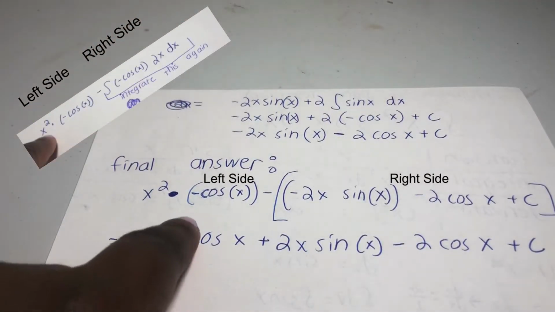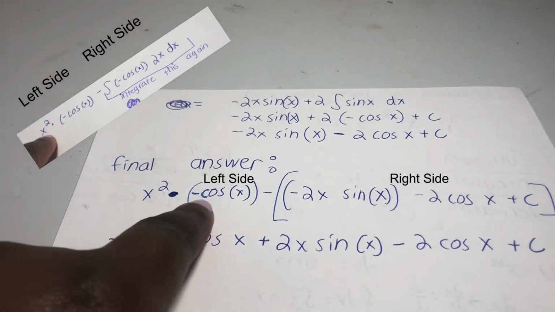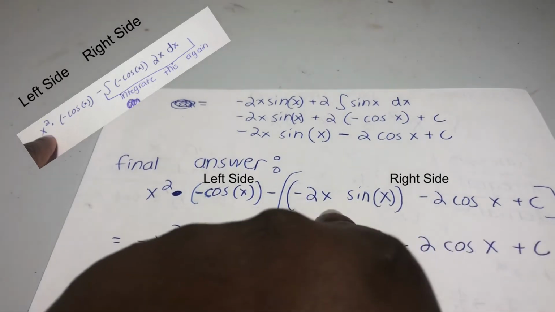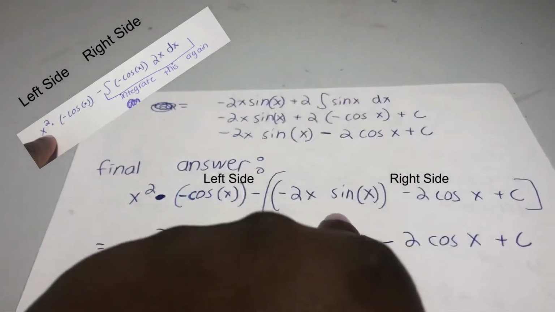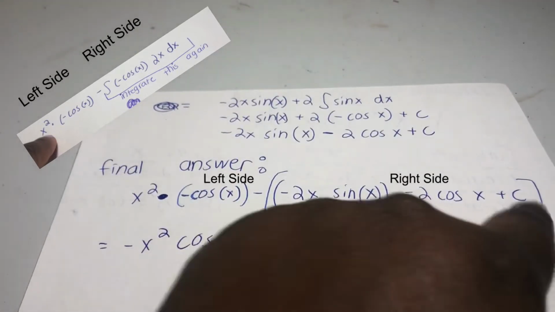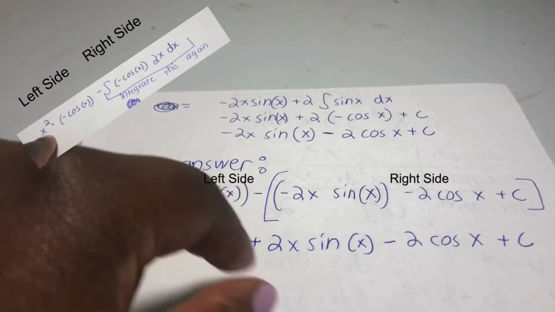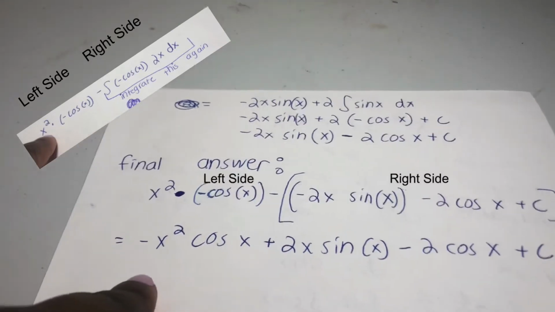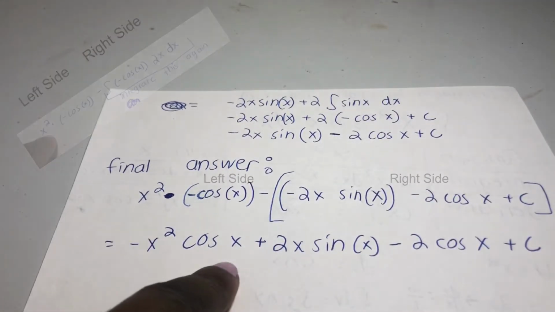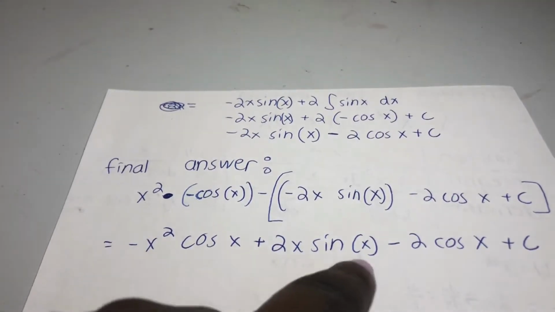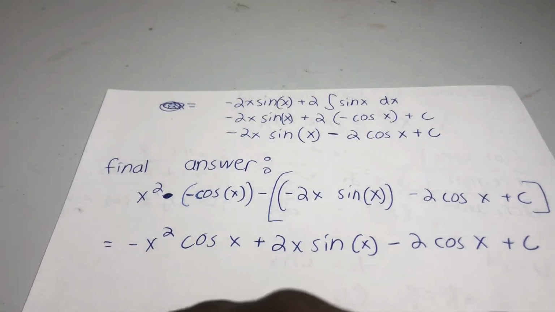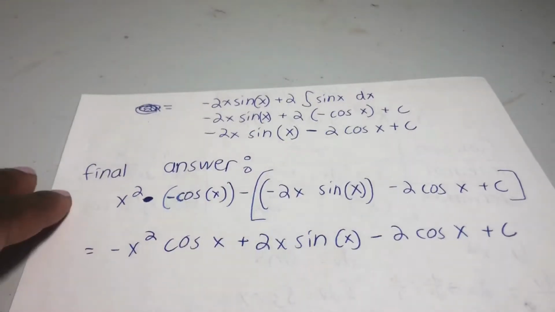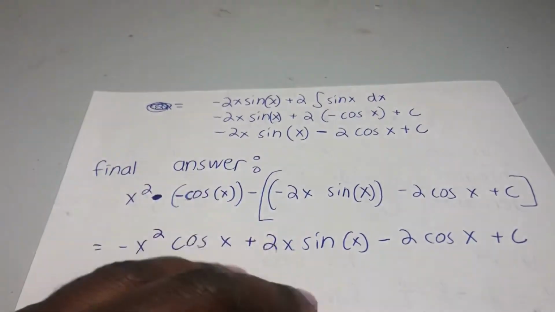So the final answer would be x squared times negative cosine x minus this whole shebang, negative 2x sine x minus 2 cosine x plus c. And if you distribute this negative and simplify to make it look pretty, it would be negative x squared cosine x plus 2x sine x minus 2 cosine x plus c. All right, so that would be the final answer. And that's what it looks like when you have to repeat integration by parts twice.